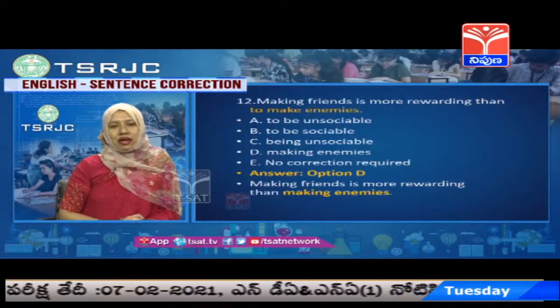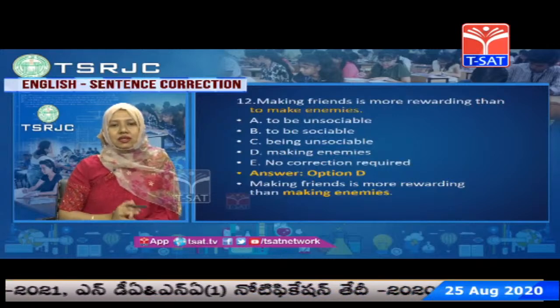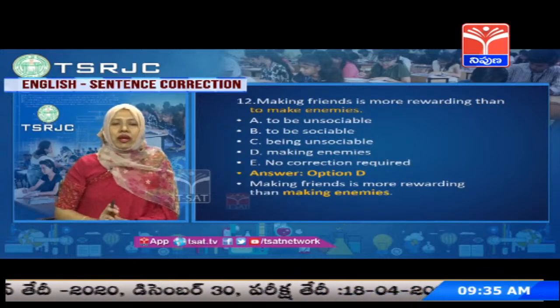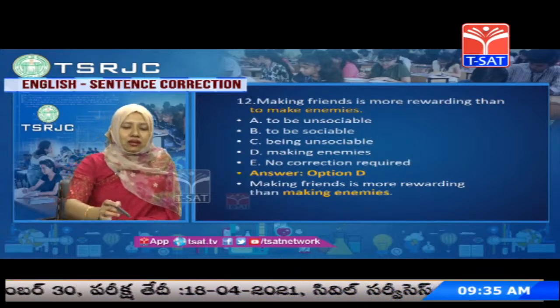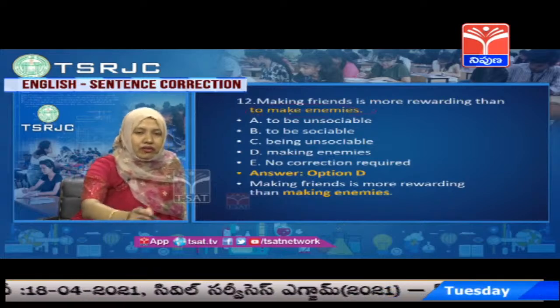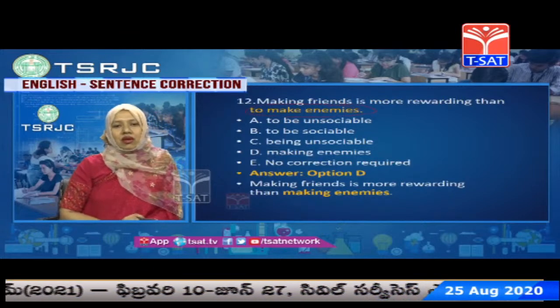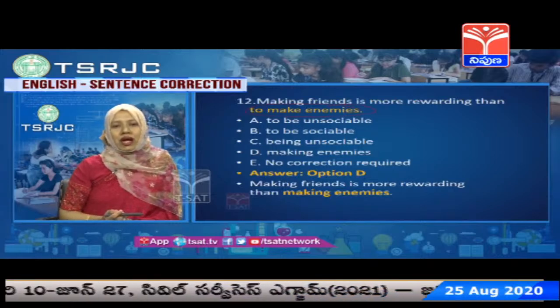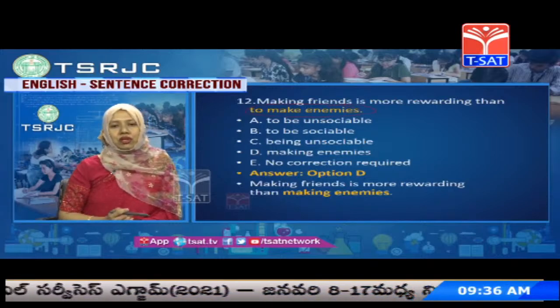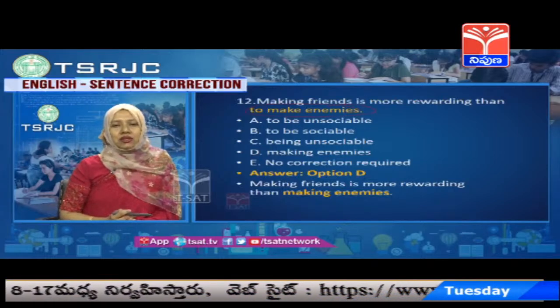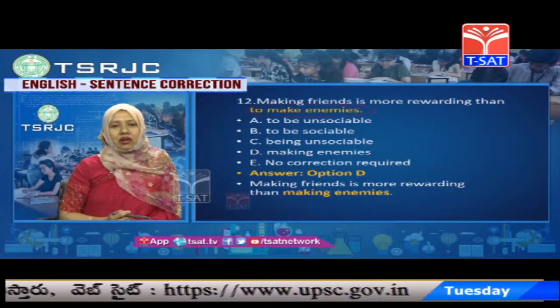Let us look at another example. Making friends is more rewarding than to make enemies. Making friends is more rewarding than, now you have to stress on the highlighted words, to make enemies. There is a mistake here. Now, what are the options? To be unsociable, to be sociable, being unsociable, making enemies, no correction required.